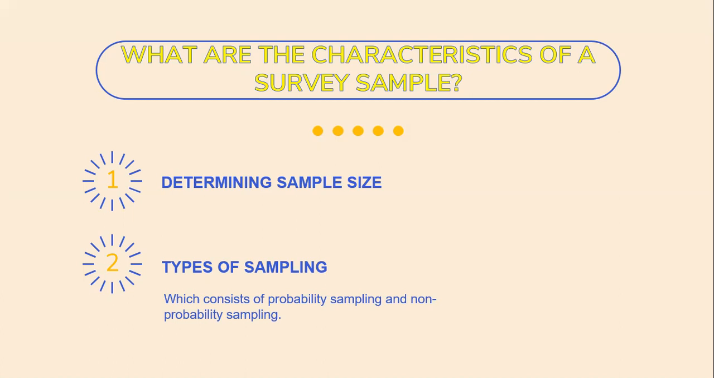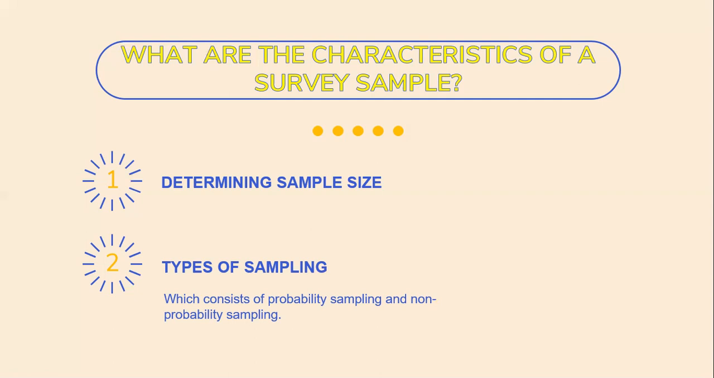The second one is about the types of sampling. There are two essential types of sampling methods. They are probability sampling and non-probability sampling. The first one is probability sampling. Probability sampling is a sampling method where the respondent is selected based on the theory of probability. The major characteristic of this method is that each individual in a population has an equal chance of being selected.